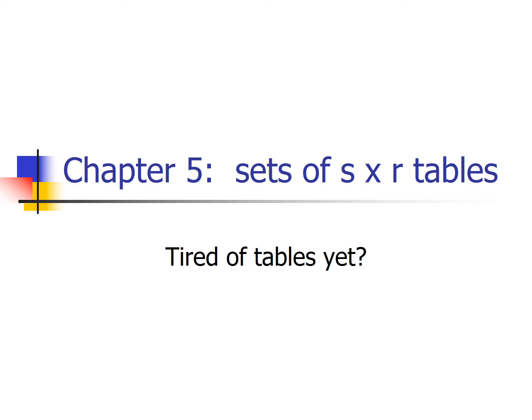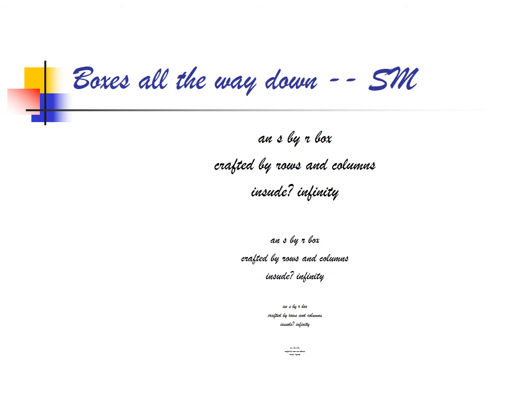So up until now, we've talked about 2 by 2 tables, sets of 2 by 2 tables, arbitrarily large tables, and then, you guessed it, we're going to round things off with a discussion of sets of arbitrarily large tables. So we're going to talk about sets of S by R tables.